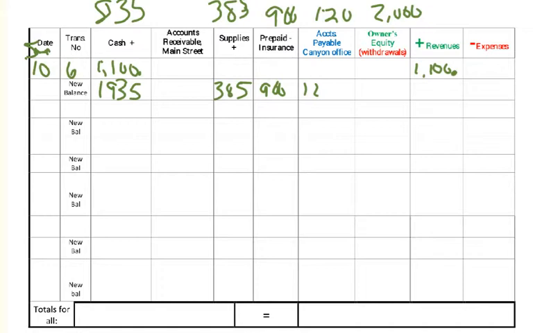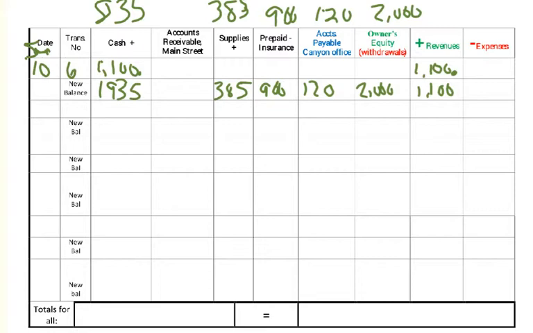He owes $120 still on his office supplies. He still has his investment of $2,000, and now he's actually sold some web services. Now, do our assets equal our liability plus our owner equity?